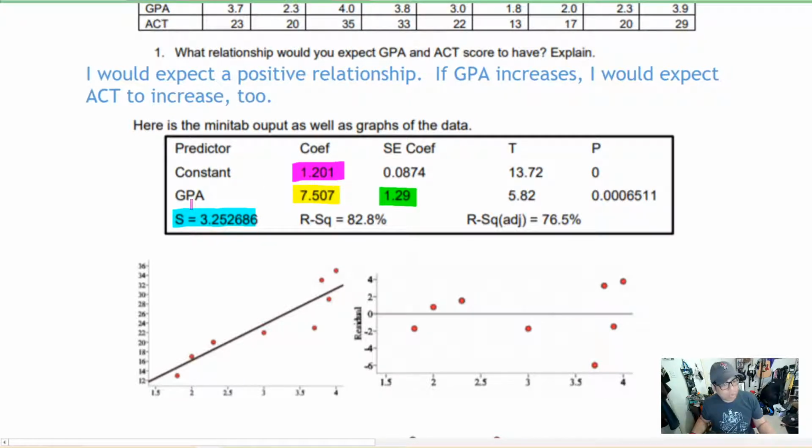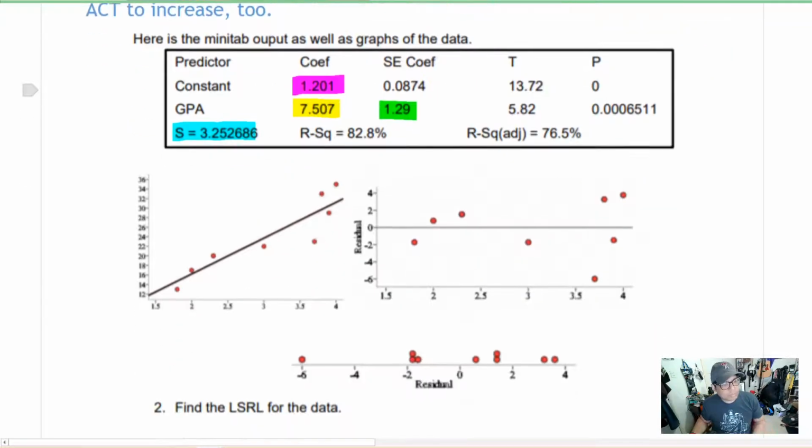Okay, let's take a tour of the data. This seems to be a positive relationship. This graph here doesn't actually have any markings on it or any axis clarification, so we don't actually know what either of these are. But judging by the scale down here, 1.5 to 4, this is probably GPA. And since this goes up to 36, this is most likely the ACT score on the vertical axis.